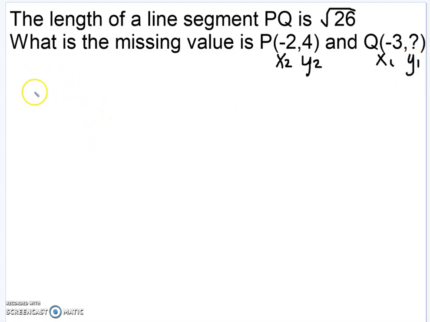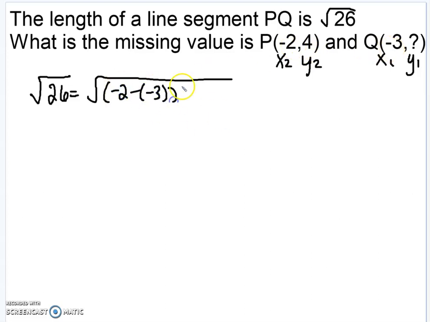So if this was my x2, y2 and my x1, y1, it shouldn't matter. So let's fill in that formula. The distance would go here. And then I'm going to subtract x2 minus x1, so -2 minus -3, all squared. And then I'll do my y2 minus my y1, which is unknown, so I'll just call it y, all squared. At this point, the goal is going to be to isolate for y, but in the meantime, let's calculate anything we can.